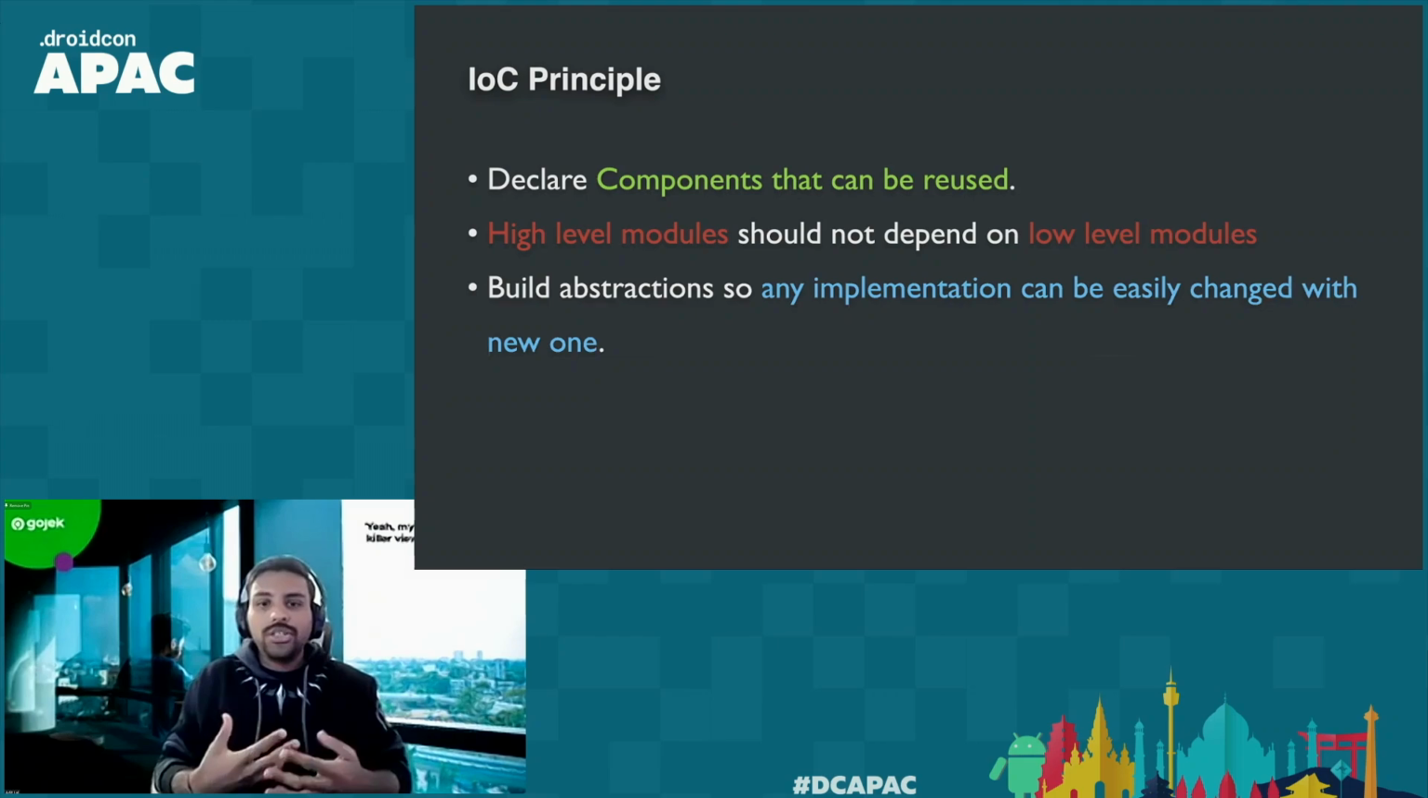Next, build abstraction, so any implementations can be easily changed with a new one. Now, what I mean by that is that if you can build a bit of flexibility into your code base. Say I want to provide this Retrofit with a base URL initialized, a very common problem statement, right? In most applications, you just need one base URL and you have multiple endpoints. But in some applications, you have multiple endpoints, multiple base URLs, and depending on the feature that you're using, you may need a different or rather a mutated version of it.